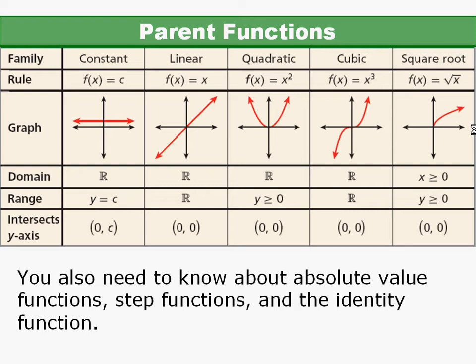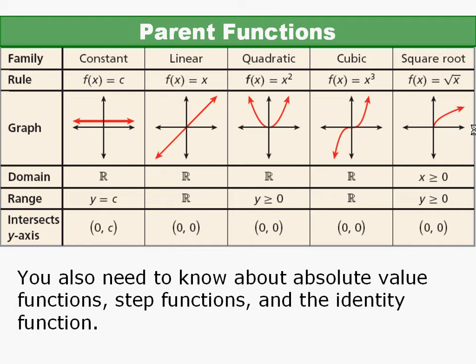For our cubic function, we have the domain as all real numbers. The range is also all real numbers. For our square root parent function, notice that it is in the upper right-hand corner, or quadrant, which is where the x values are positive as well as the y values are positive. So the domain is where x is greater than or equal to 0. The range is also where y is greater than or equal to 0.